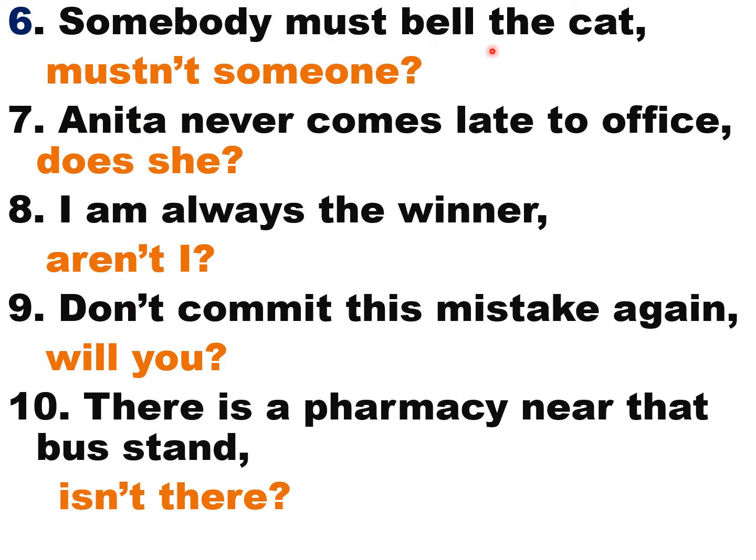Somebody must bell the cat. Positive statement. Must is a helping verb here. So negative tag. Mustn't, someone. Instead of somebody, we must use someone.